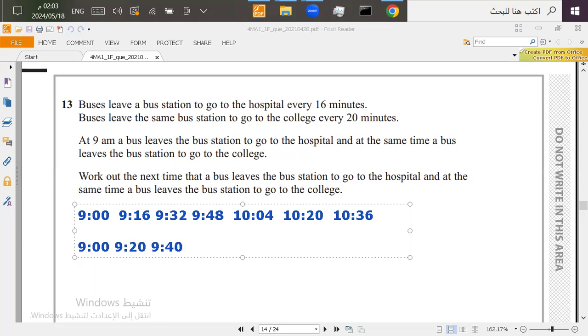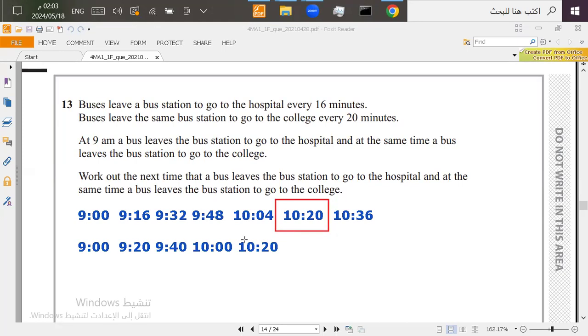And then when I add 20 minutes to 9:40, it's going to be 10, because it's going to be 9:60, and 60 means 1 hour. And then I'm going to add another 20 minutes, so it's going to be 10:20. And I will notice that these two times are the same here, 10:20. It means the buses will leave again at the same time, which is 10:20. And this is the answer for this question.